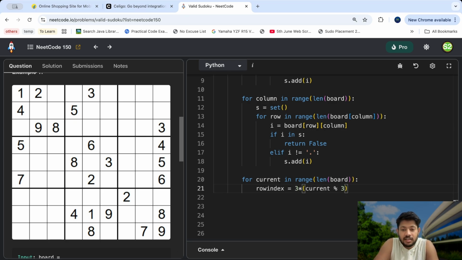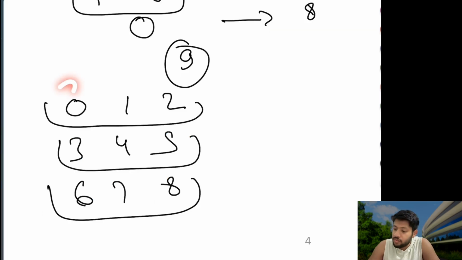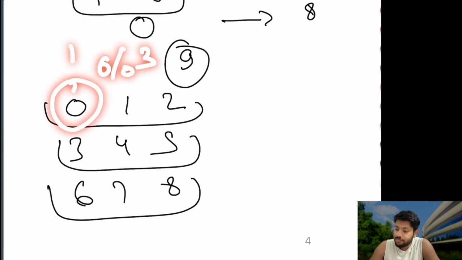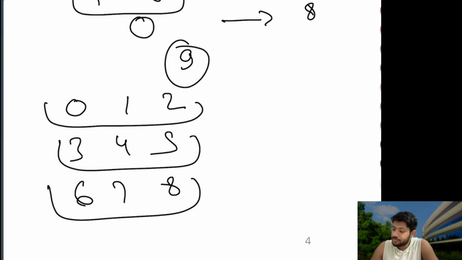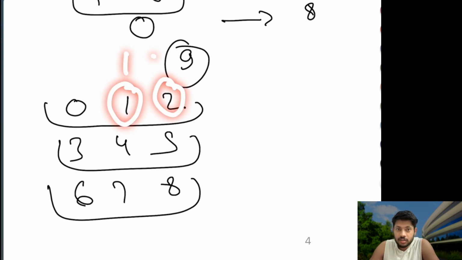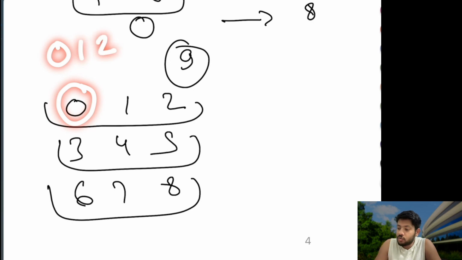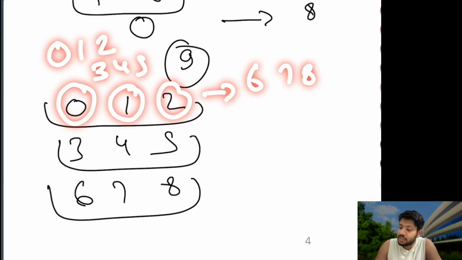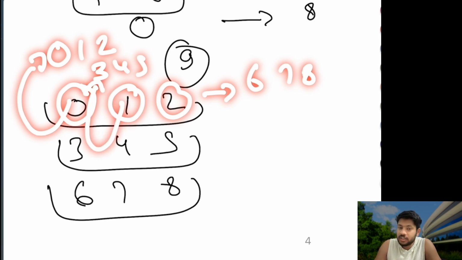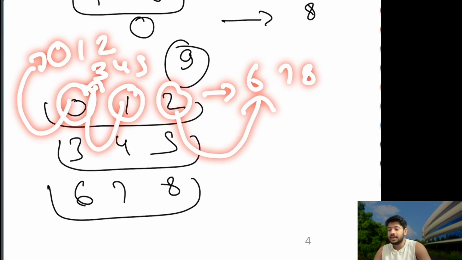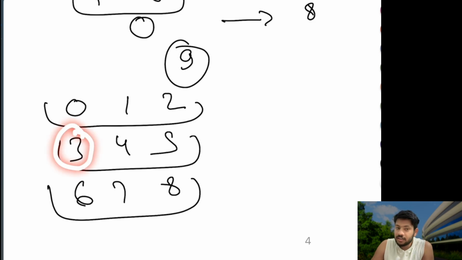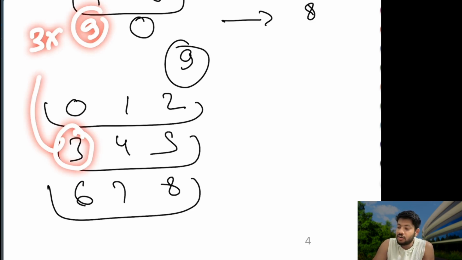I will tell you why. If you go to your indexes, 0 mod 3 will be 0, 1 mod 3 will be 1, 2 mod 3 will be 2. For 0, you will have to run a loop from 0, 1, 2. For 1, you will have to run from 3, 4, 5. For 2, you will have to run from 6, 7, 8. Basically, 0 multiplied by 3, 1 multiplied by 3, and 2 multiplied by 3 are your starting indexes. Now, for 3, you cannot say 3 multiplied by 3, that is, 9 will not be your starting index.